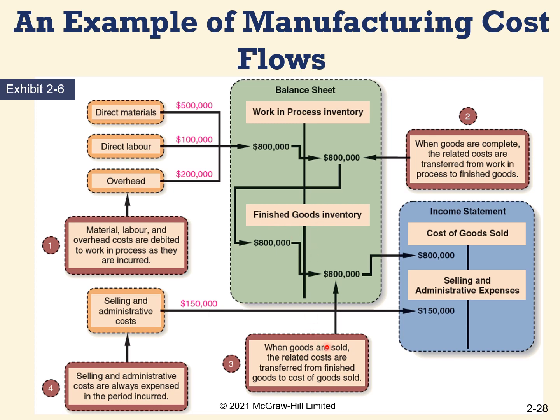And when goods are sold, the related costs are transferred from our finished goods inventory to our cost of goods sold. So you can see this 800K has made it through all of the inventory expenses and it's hit our cost of goods sold for the 800K.